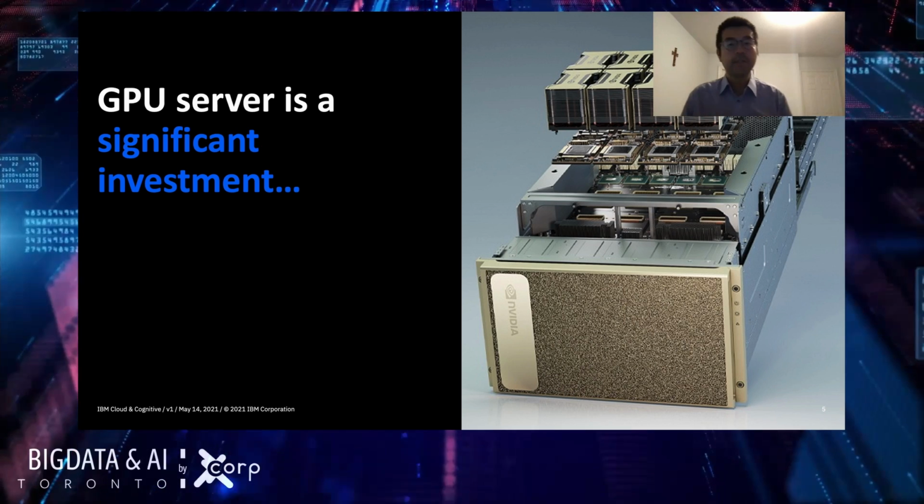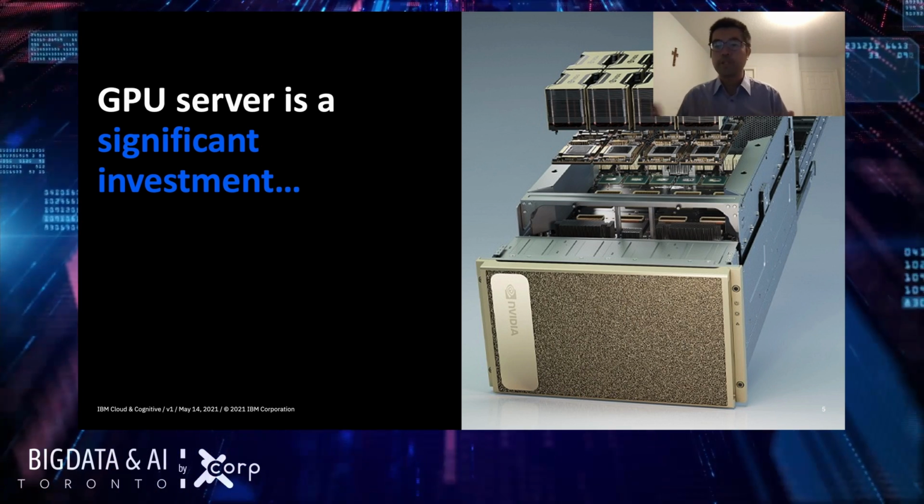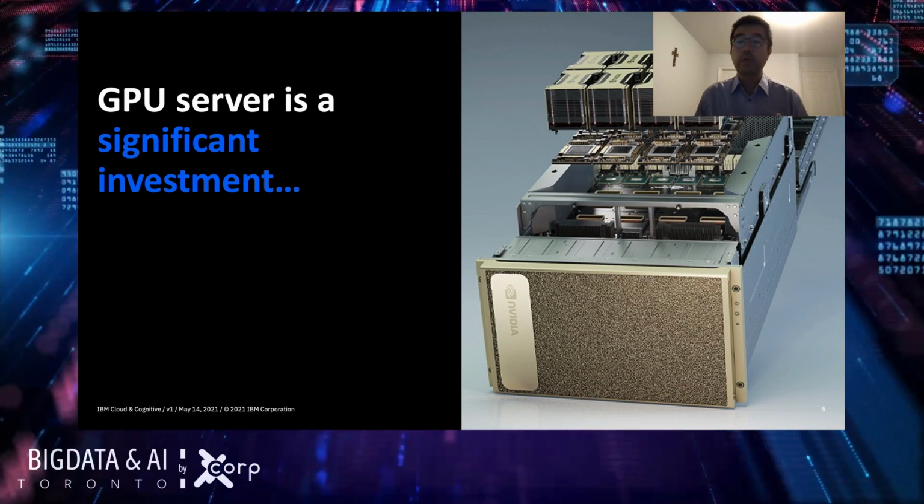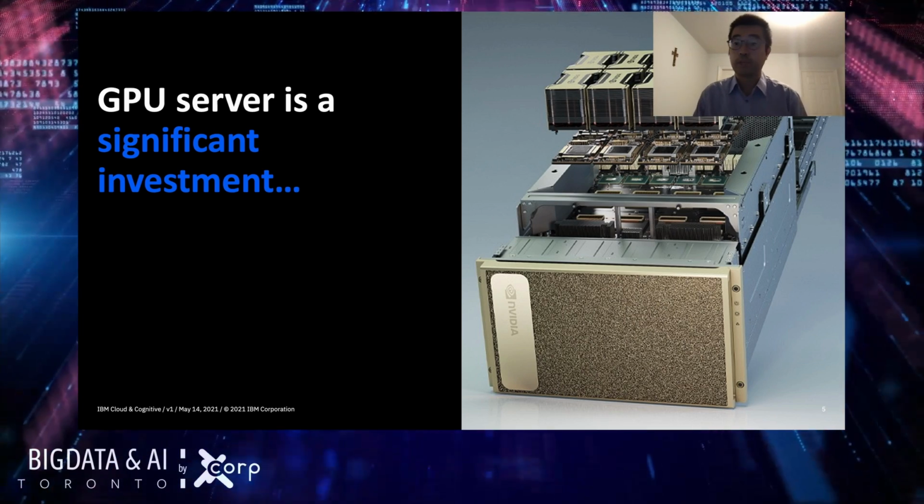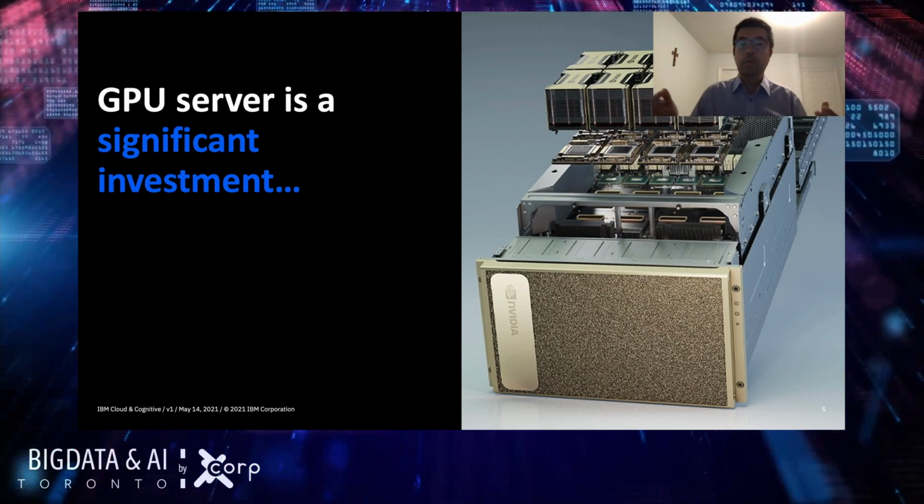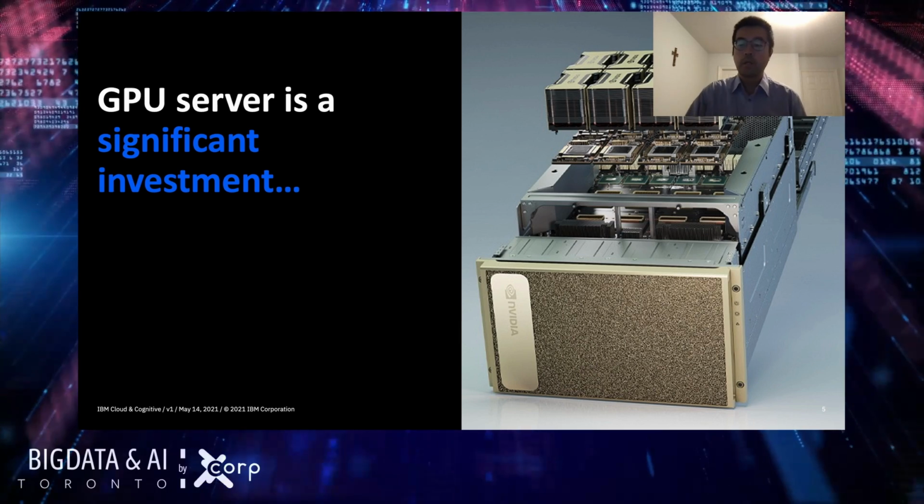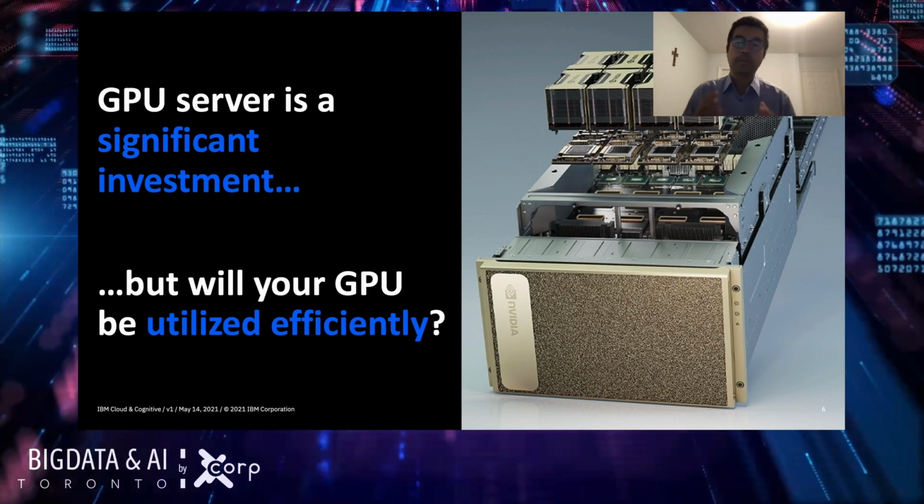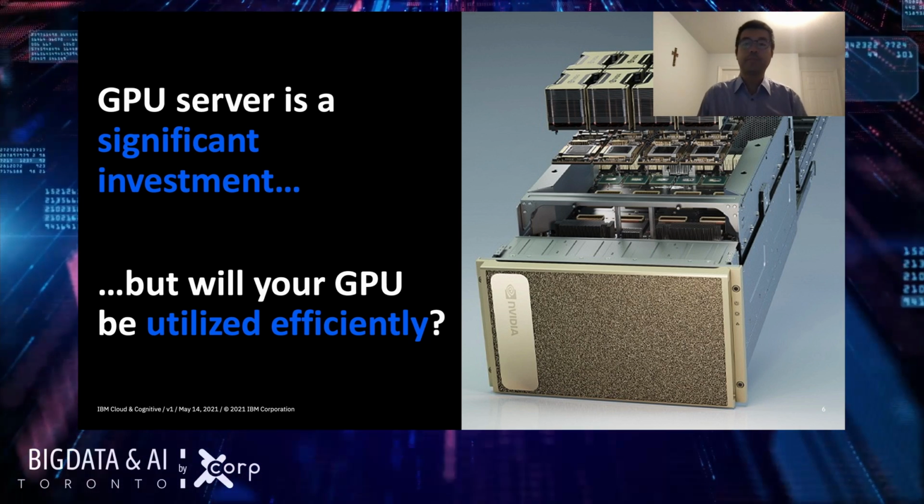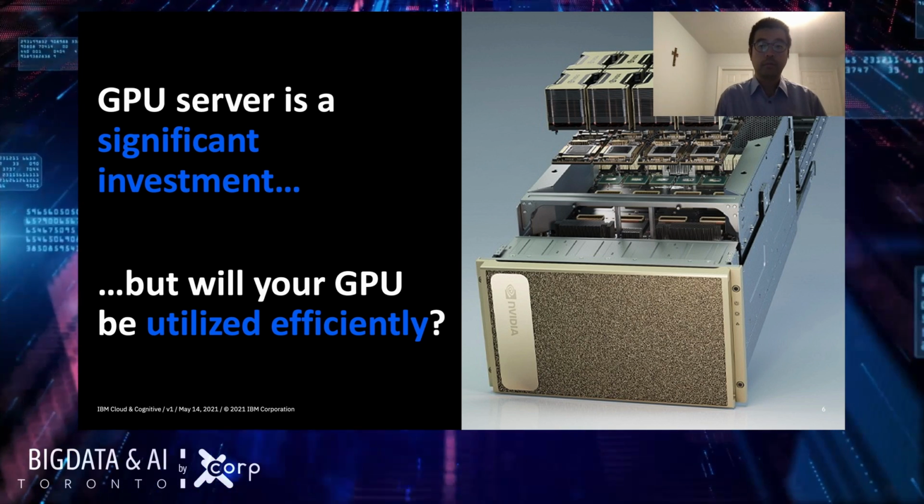GPU is an expensive investment. For example, the latest NVIDIA A100 itself, the list price costs $30,000 USD per GPU card, and a box, DGX box, costs around $200,000. Our customers are putting down significant investment to build their GPU grid.